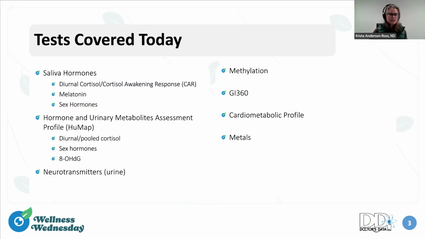So we're going to be covering several different tests today. We're going to start out with hormones in saliva. And we're going to talk about cortisol, melatonin, sex hormones. Then we're going to move on to our HuMap, urinary metabolite hormone testing. Then we'll move on to neurotransmitters, methylation, our GI 360, the cardiometabolic profile, and metals.